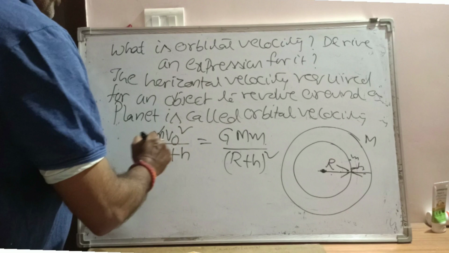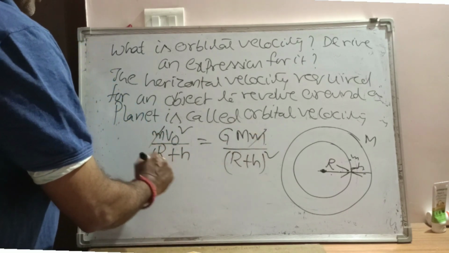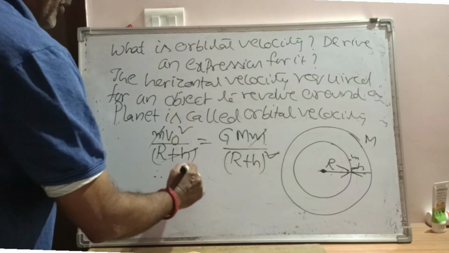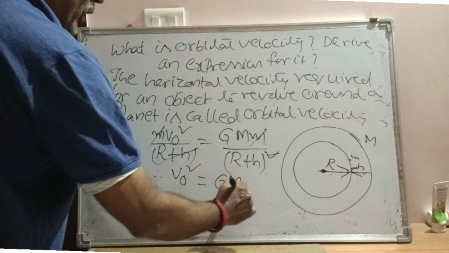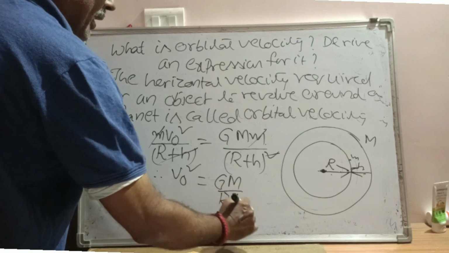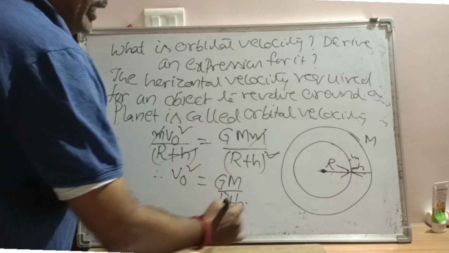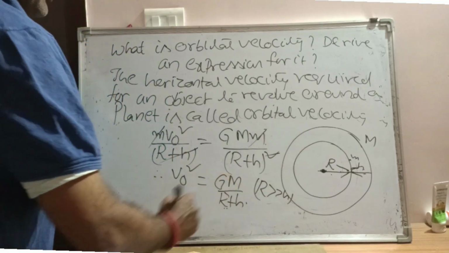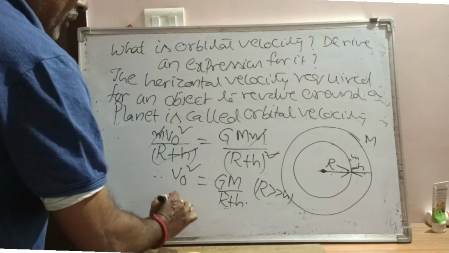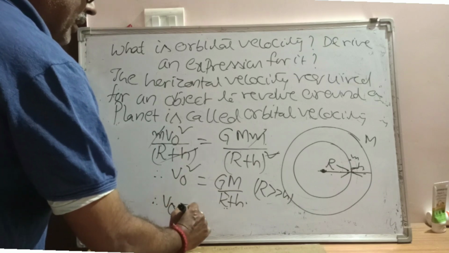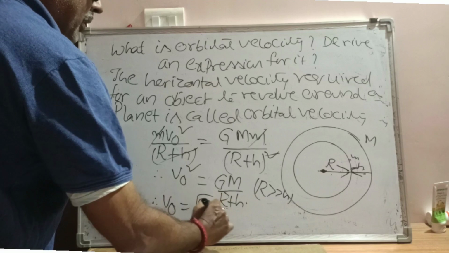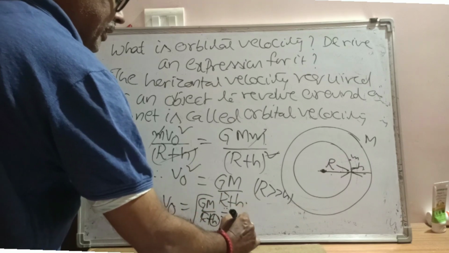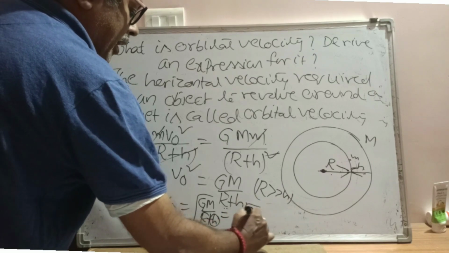We are dividing both sides by small m and multiplying both sides by r plus h. You will get v0 square is equal to G M by r plus h. But the radius of the earth R is very much greater than h. Therefore, h can be neglected. So on taking the square root on both sides, we will get v0 is equal to square root of G M by r plus h. Since h can be neglected, G M by R.